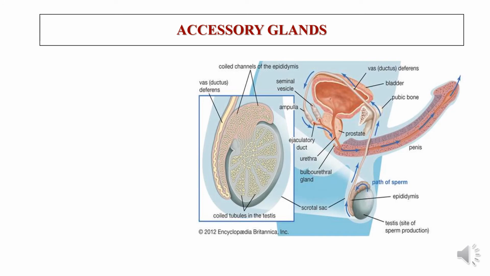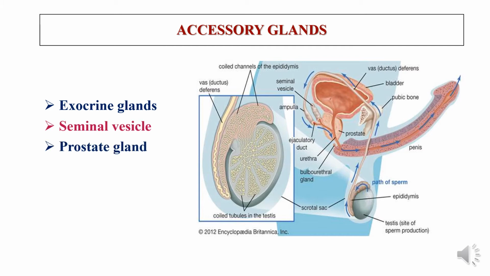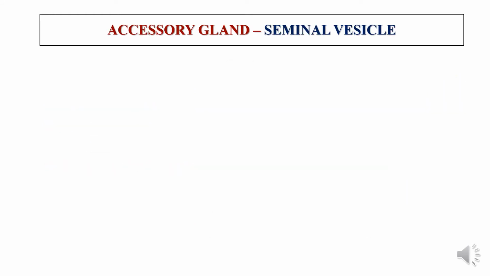Three different types of exocrine glands produce secretions which are involved in the reproductive process. These glands are the seminal vesicles, prostate gland, and bulbourethral gland. The accessory gland, first, is the seminal vesicle.